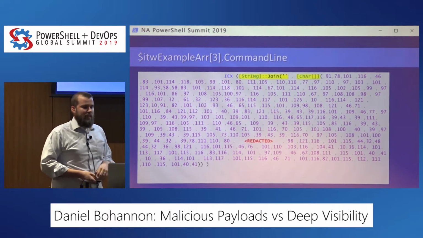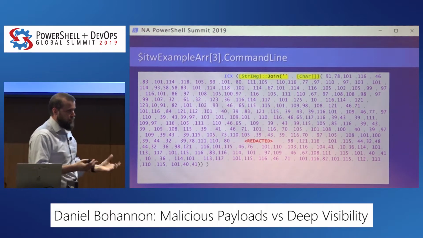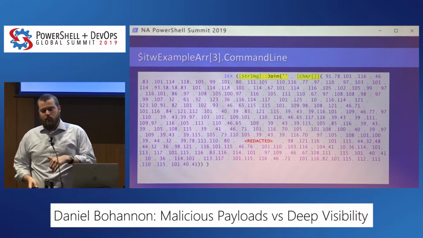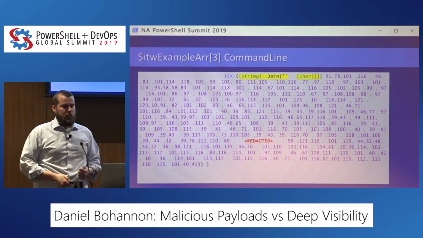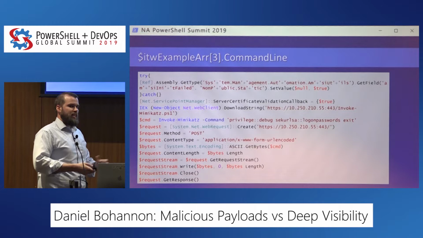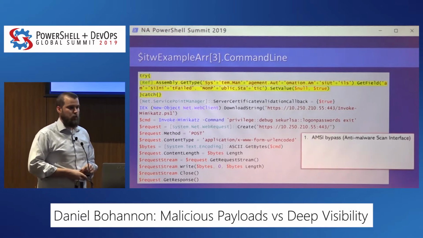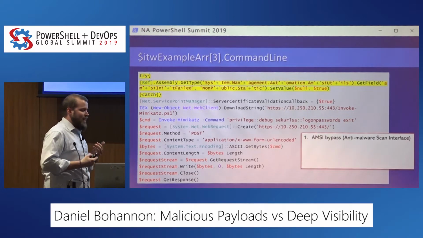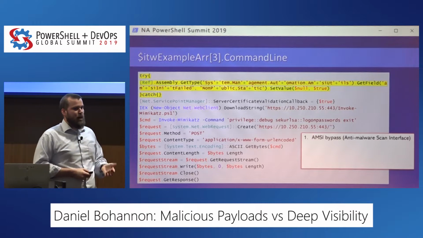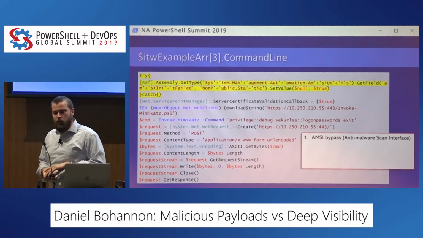The rest of the payload is an array of ASCII int values. So we're going to cast that to a char array and then join it as a string with no white space to make it a string, in which we get something like this. Now, the first portion of this try block. This is an AMSI bypass, so the Anti-Malware Scan Interface. There's a few of these floating around.